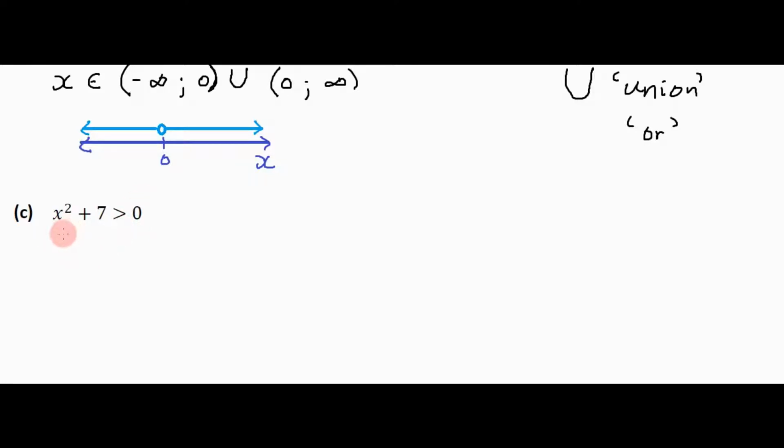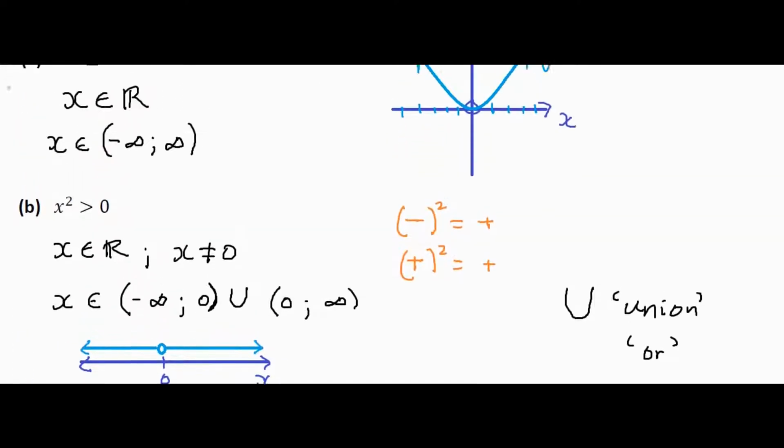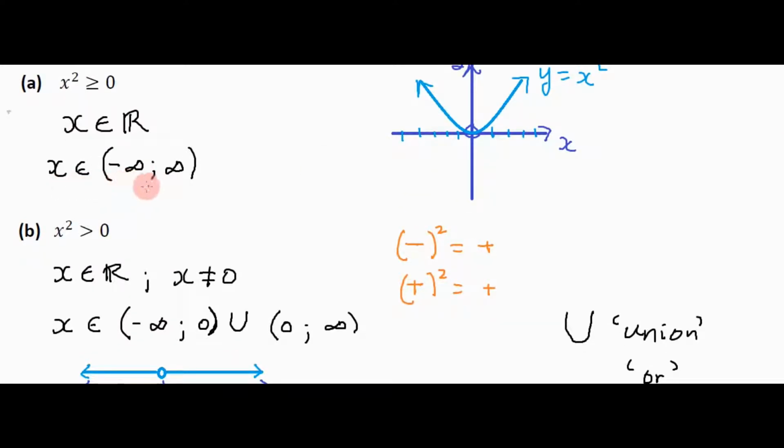0 will also work because when we square it, we get 0. And when we add 7 to it, or 7 to the answer, we'll get 7, which is also greater than 0. So once again, any negative or positive real number will work, as well as 0. So in this case, our answer will be x is an element of real numbers. And we could express it in interval notation as we did over here.